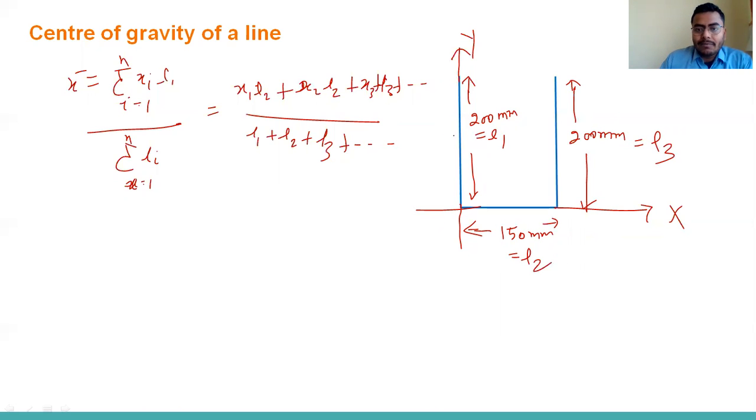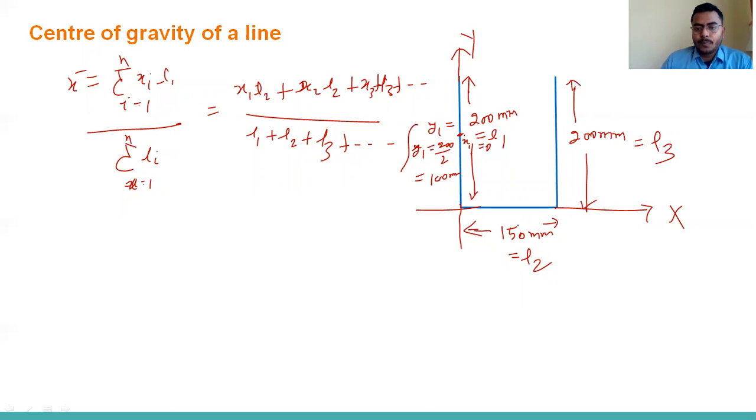So for this length L1, you can see this centroid will be somewhere here. For a straight line, the center of gravity will be L by 2, right? So the center of gravity for this first line will be here. So x1 will be 0, right? And y1 will be L1 by 2. L1 is 200, divided by 2, 100 mm.